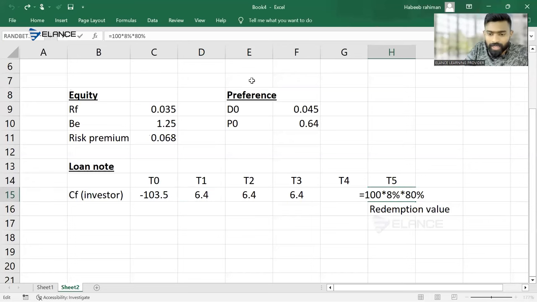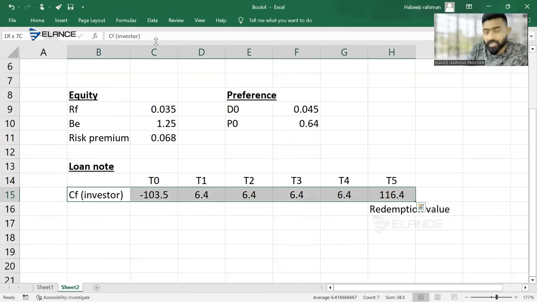You can use the formula bar. Since we are adding that 100 at the end of the formula, no need for a bracket. If you are doing some plus in between, you have to input the bracket. Since we are doing it at the end of the formula, no need for the bracket. It will be 110. So this is the cash flow we have to create for bond instruments, debt instruments, if they are redeemable.